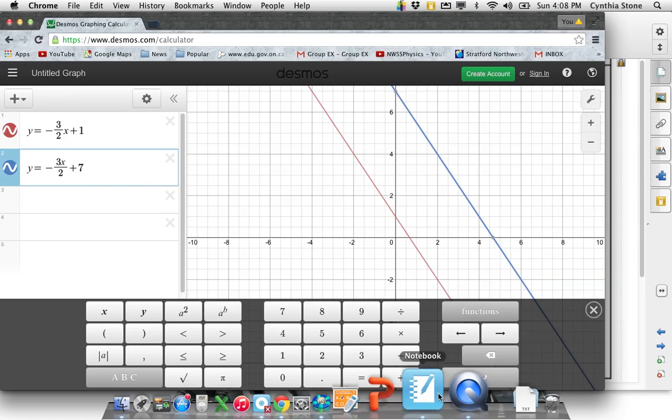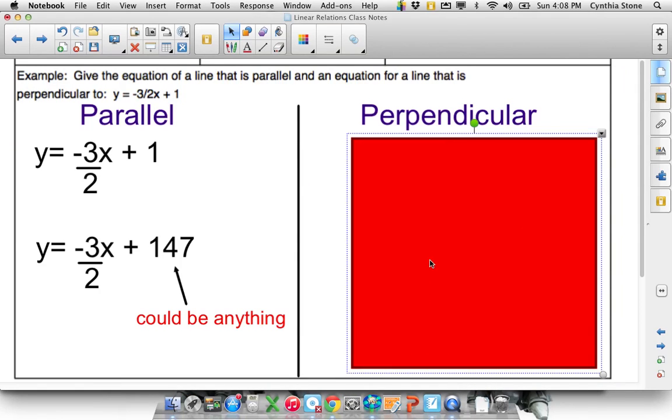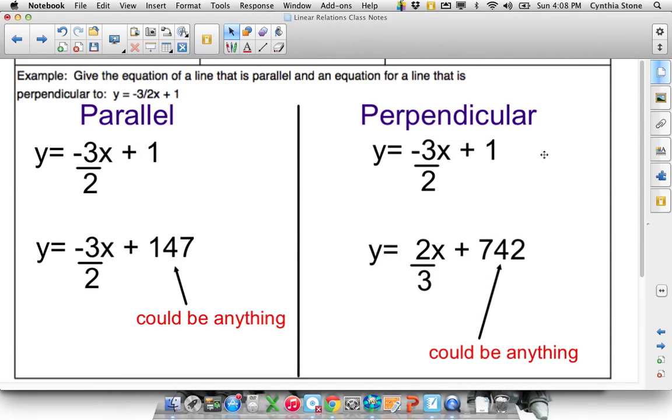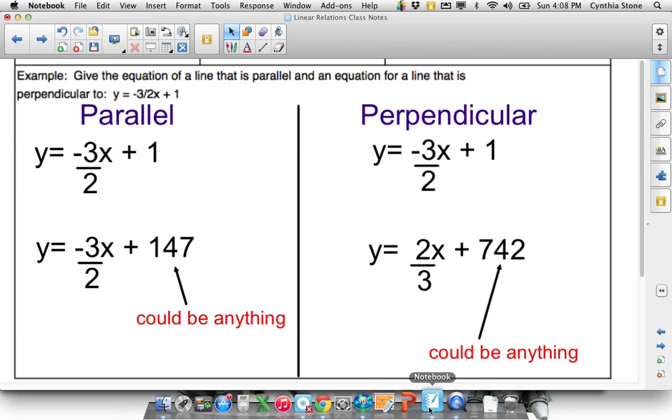Now, perpendicular, you have to use the negative reciprocal. So you write out the original, right? And so to get the perpendicular slope, you flip it, and you change the sign. So it's 3 over 2, it becomes 2 over 3, and it becomes positive because it was negative. And now you have a line perpendicular.